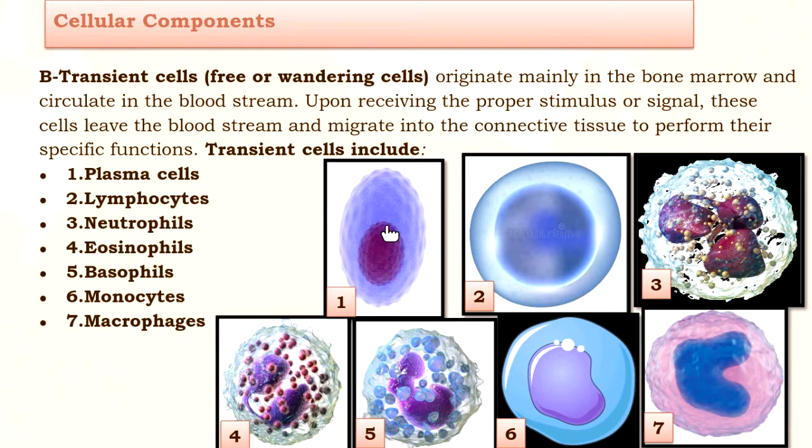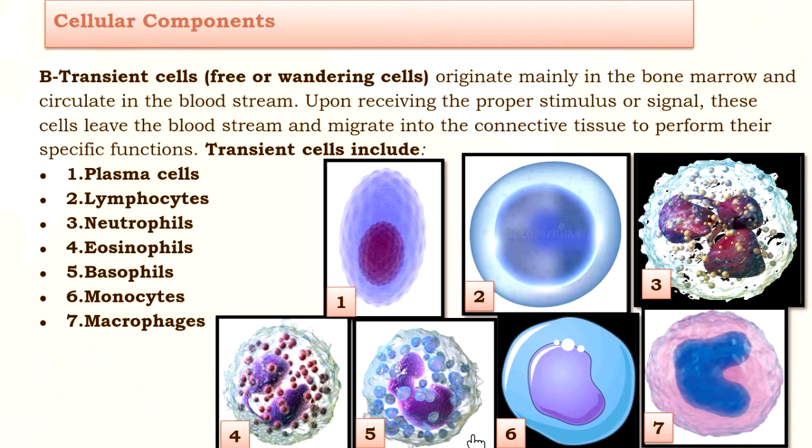I have numbered these from 1 to 7 and it corresponds to the same cell numbered here. First is plasma cell, then lymphocytes, neutrophils, eosinophils, basophils, monocytes, and macrophages. These are the 7 cells which are considered under the category of the transient cells. We will study these cells in detail during the laboratory session.